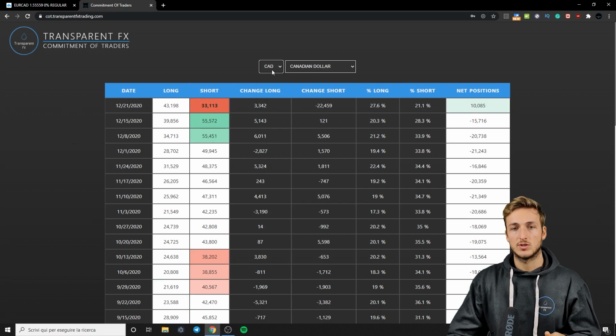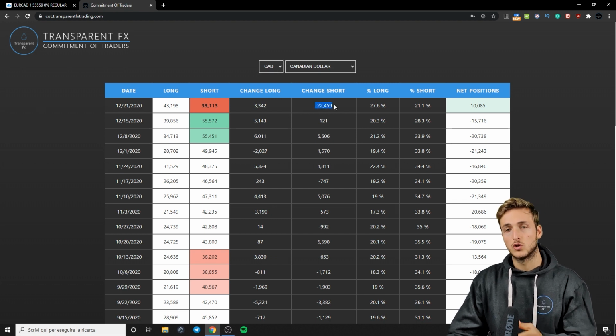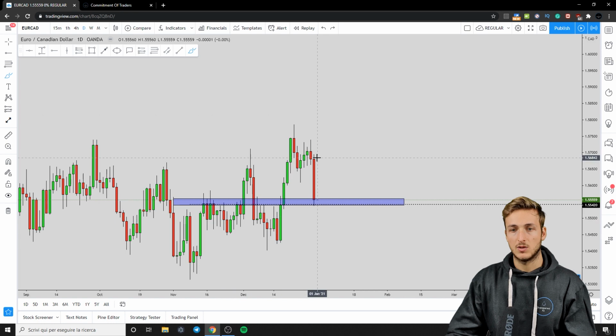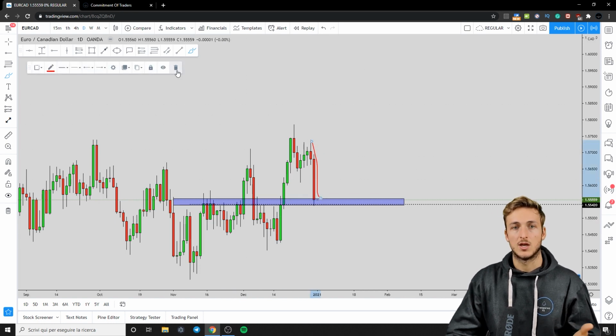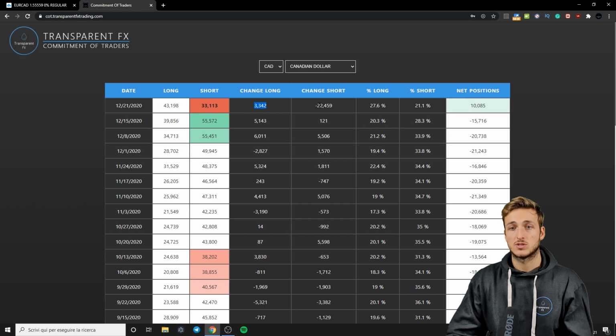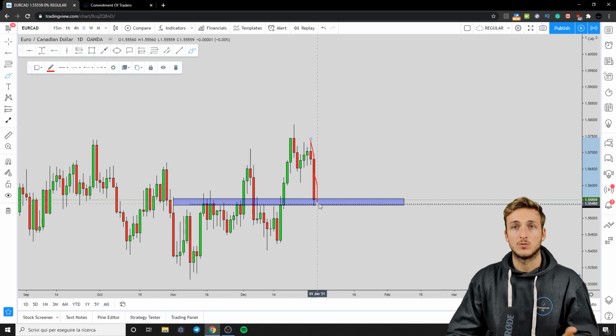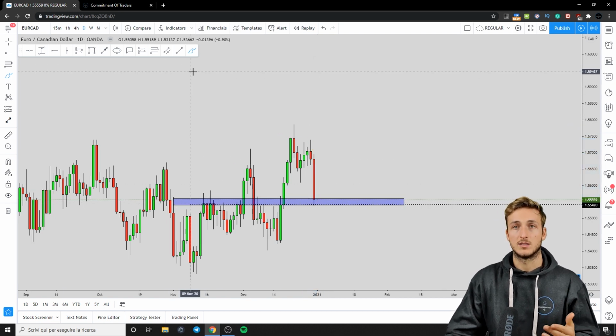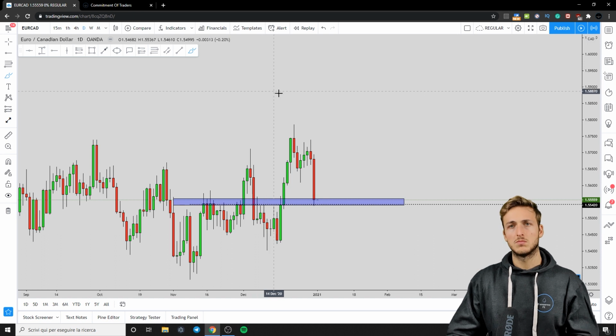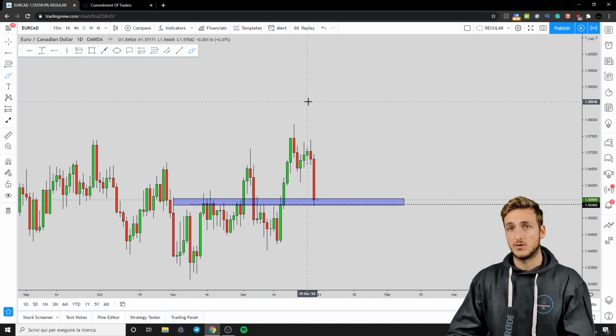Now, if we go and see what we have on the CAD, what we can see is that with the last report, hedge funds have closed 22.4K short positions and opened 3.3K longs. Therefore, we expect a strong CAD, which is exactly what made the market make this move to the downside. We had the biggest banks and institutions that had closed 22.4K shorts and opened 3.3K longs, which means strong CAD, which means that you expect a move to the downside on EuroCAD, which is in fact exactly what the market did. So what we have is the euro, which is strong, but the CAD is very strong as well.